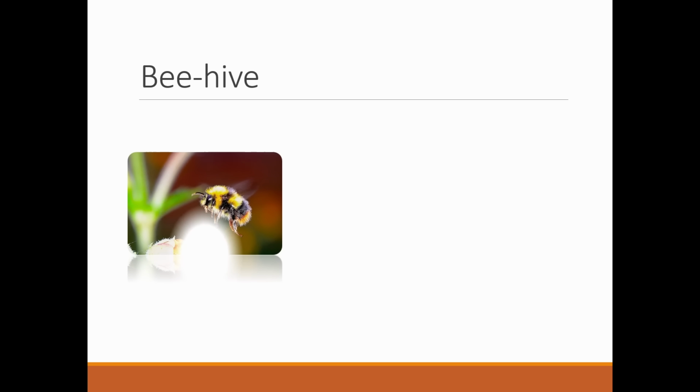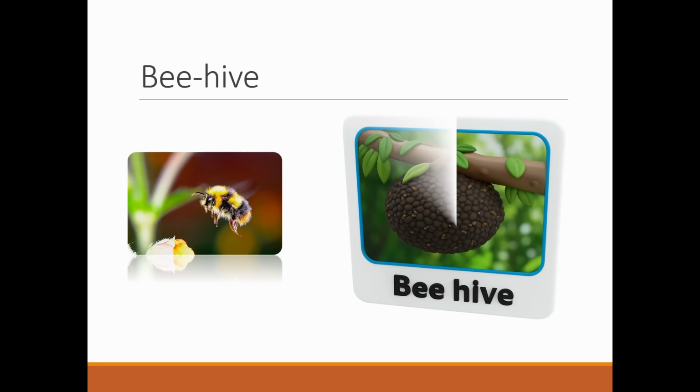So see children, what is it? Yes, it is a bee. Where do you see bees? Nearby your house? Near flowers? So where do bees live? The shelter of a bee is called a hive. It is a beehive. Spell it. Speak it aloud. Beehive. Bees live in a hive.